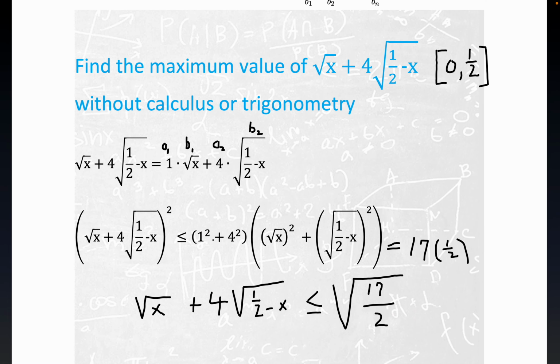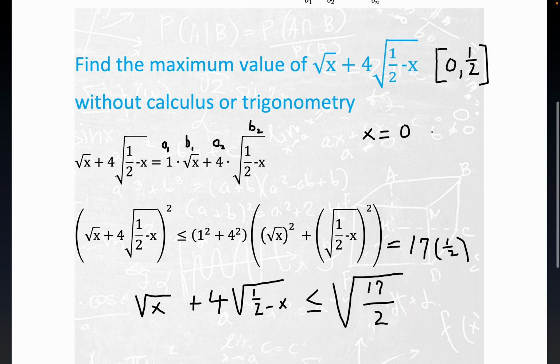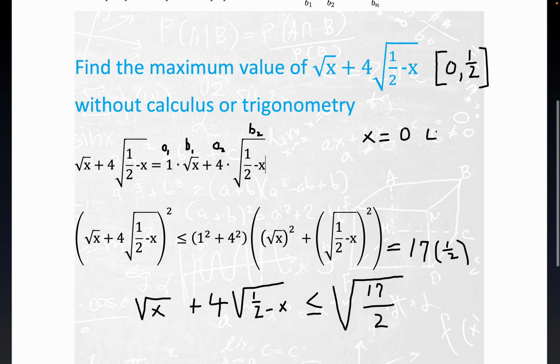Now, something that's kind of interesting here as far as the domain goes, notice that if you substitute 0 in right here, if you substitute 0 here and 0 here, let me just write this down, where x equals 0 is just the endpoint of the domain, right? So if you substitute x equals 0 right here, you just get this part is certainly 0, and then right here you would get 4 square root of 1/2, right?